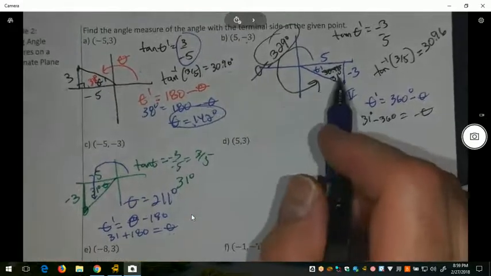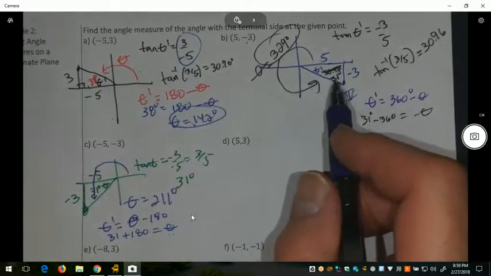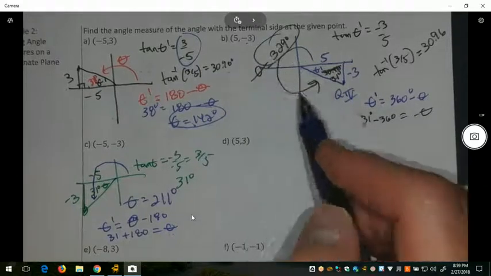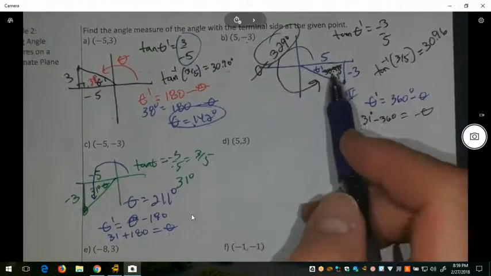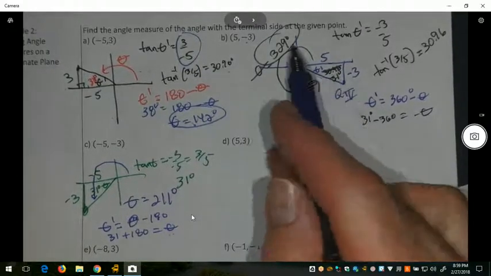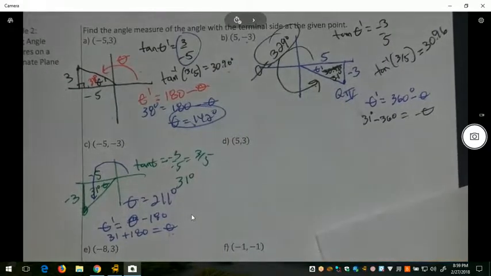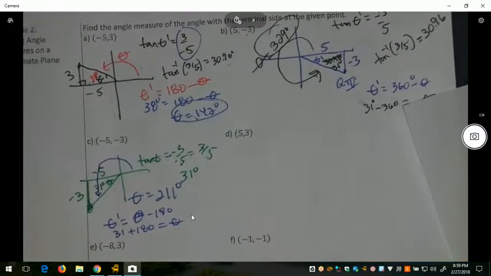Down here, same idea, I had negative 31. It was 31 degrees shy of being the full 360. So if I did 360 plus the negative 31, I would have gotten the same answer. So that works as well.